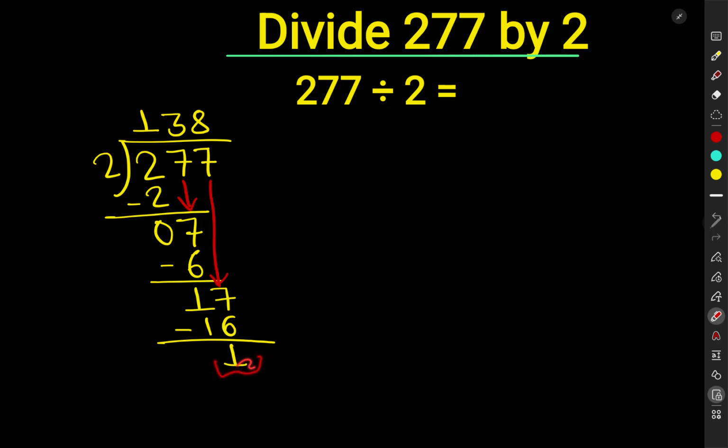So now this 1 is less than 2, and there is no other number beside. So we put here decimal so that we take 0. So now it became 10, and 2 times 5 means 10. On subtracting we get 0. So 277 divided by 2 is 138 decimal 5.